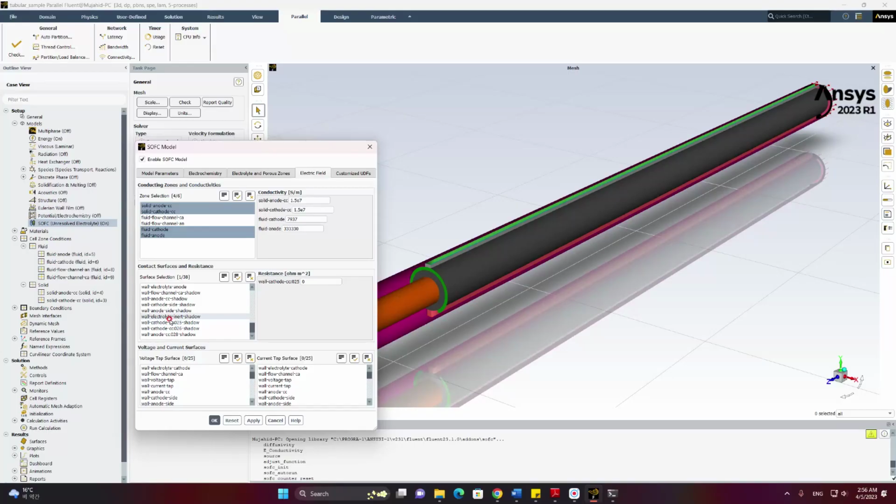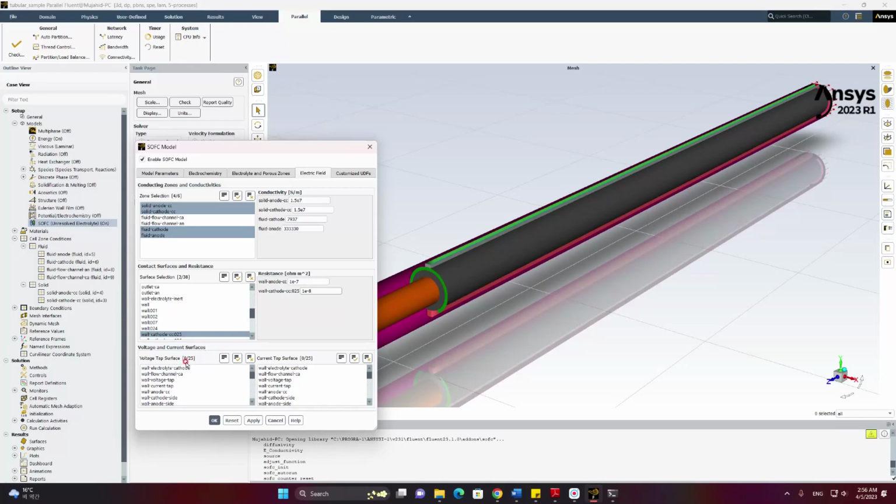And wall anode current collector, wall cathode current collector, and wall anode current collector. So these are the two surfaces that it has given. Here it is 1x minus 7, and for the cathode side it is 1x minus 8.